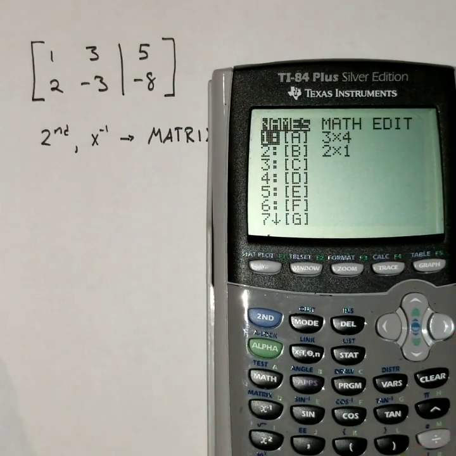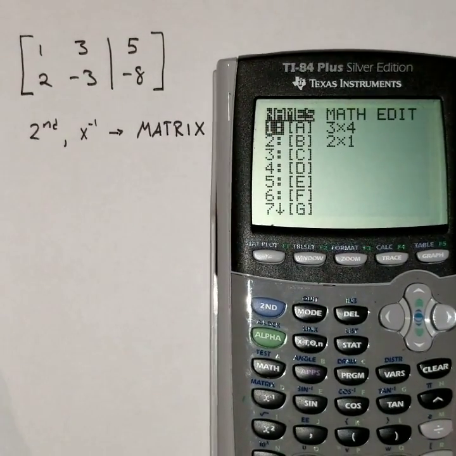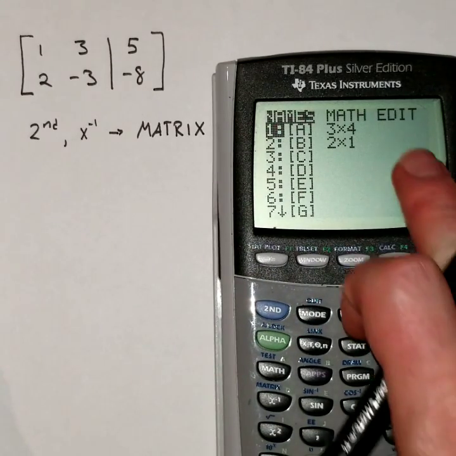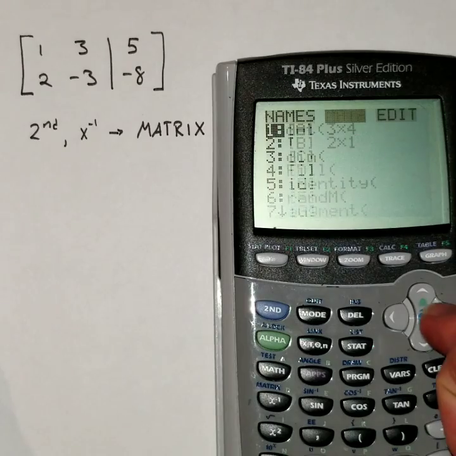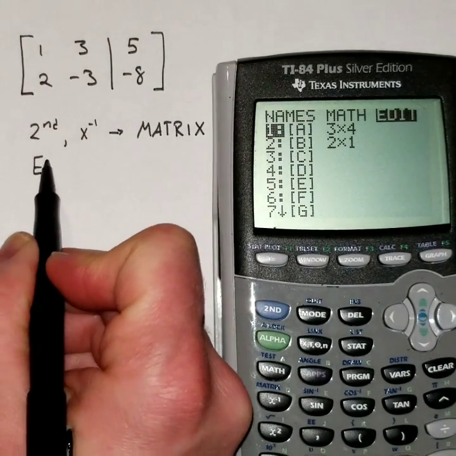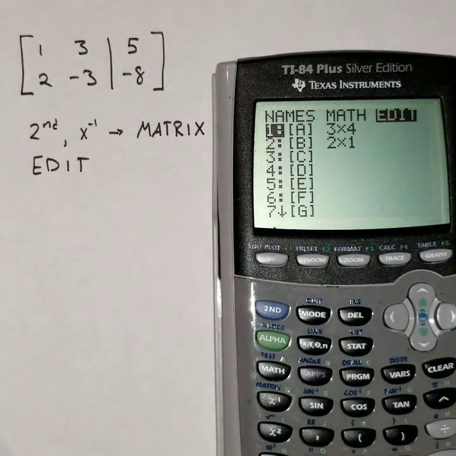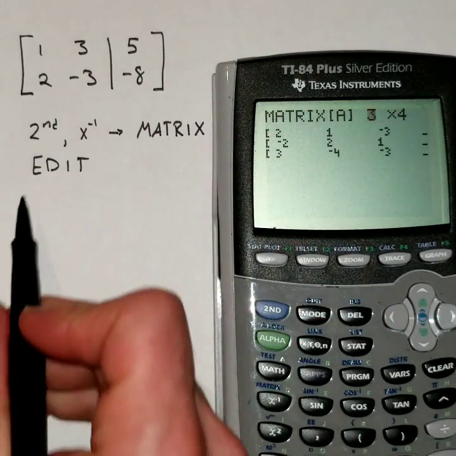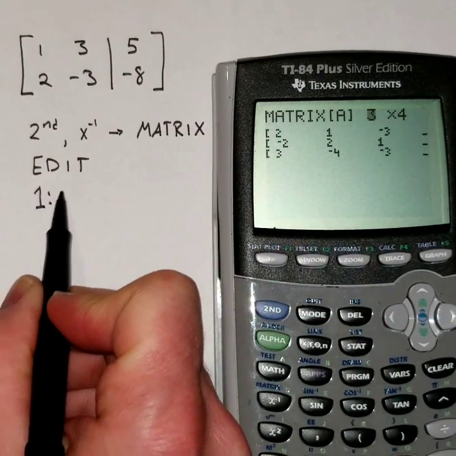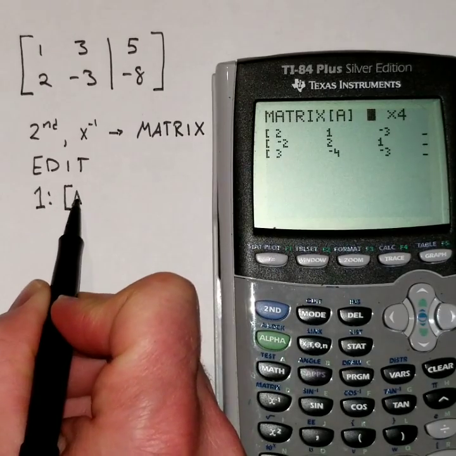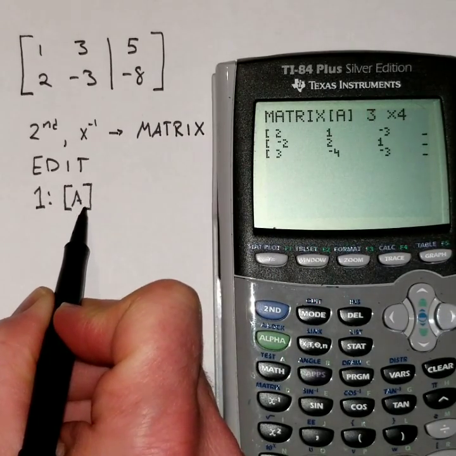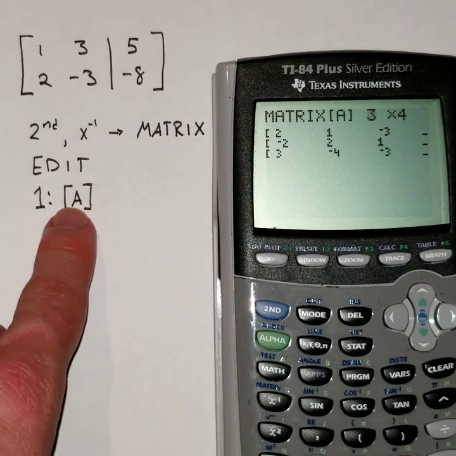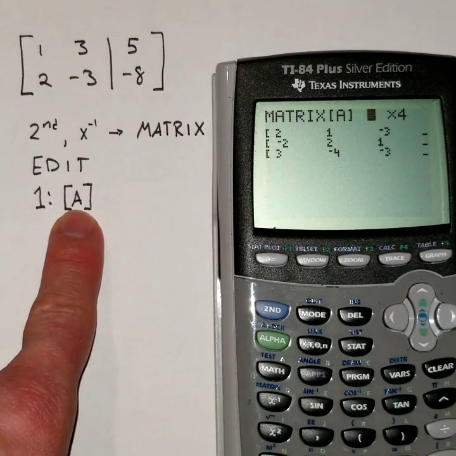Once you're in the matrix menu, you're going to go over to the edit menu, and we're going to select the first one for right now. So I'm going to select option 1, which is matrix A. Now your calculator uses variables, capital letters, to represent a matrix, so it's using this notation for matrix A.